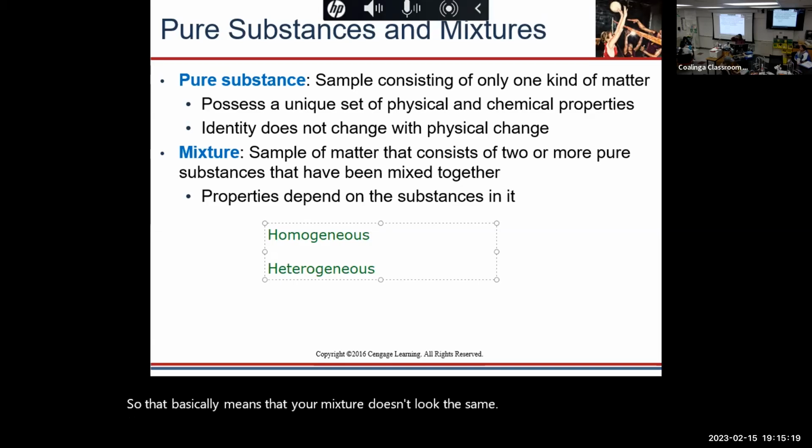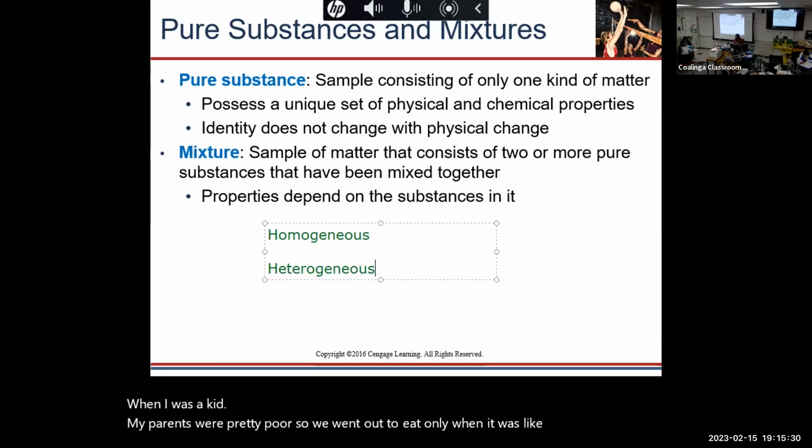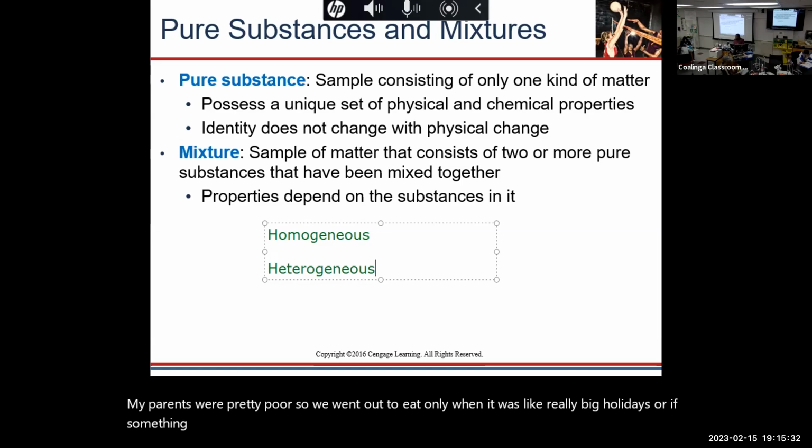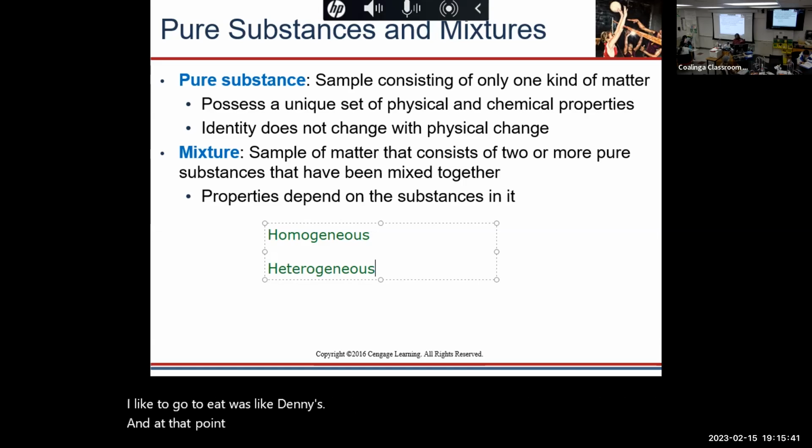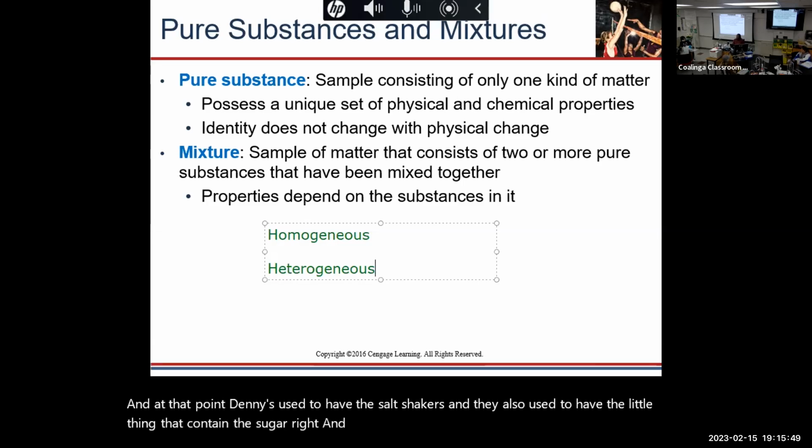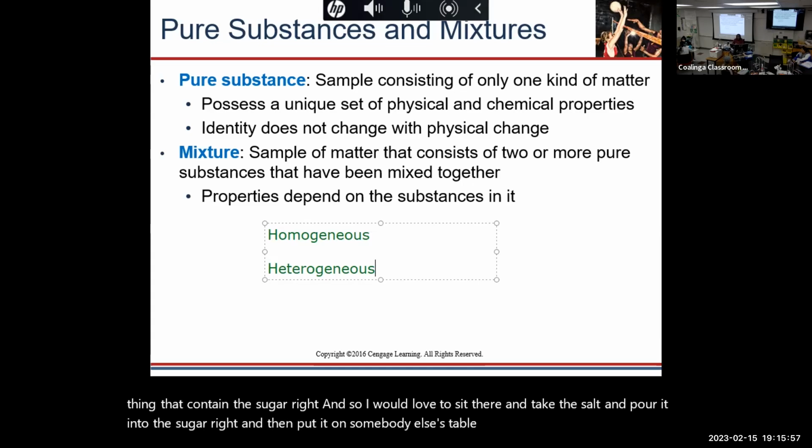When I was a kid, my parents were pretty poor. So we went out to eat only on really big holidays or if something big happened, like somebody got a new job. The place I liked to go to eat was Denny's. At that point, Denny's used to have the salt shakers, and they also used to have the little thing that contained sugar. I would love to sit there and pour the salt into the sugar, and then put it on somebody else's table and see what happens.